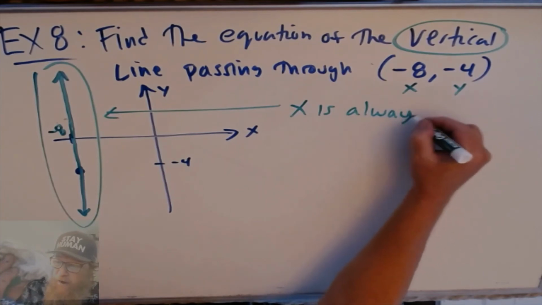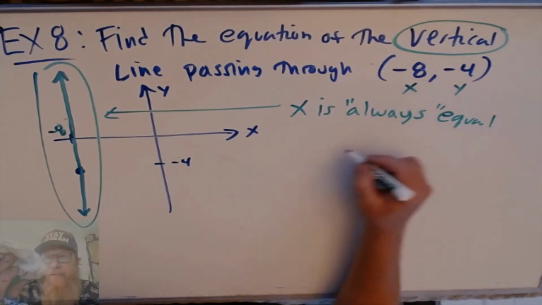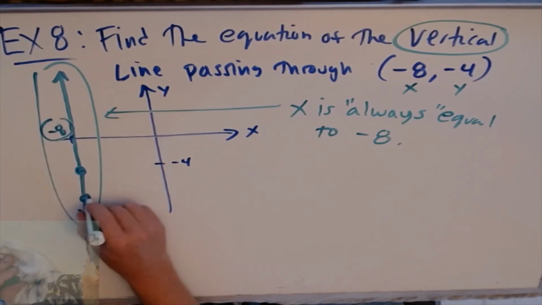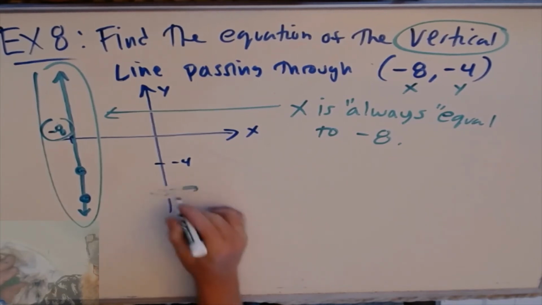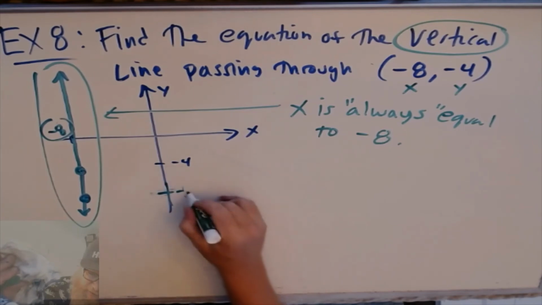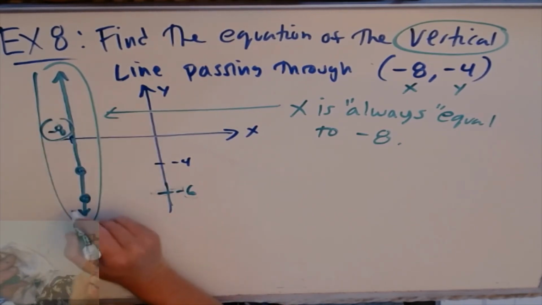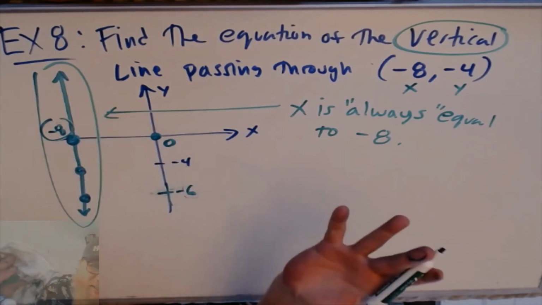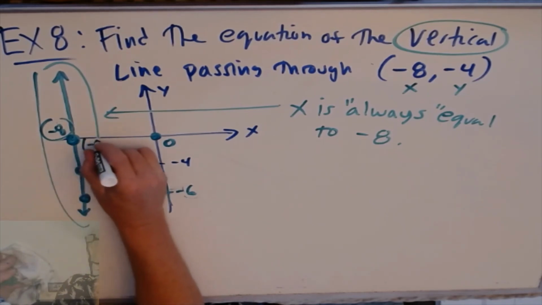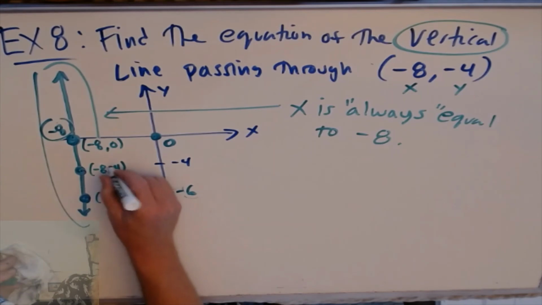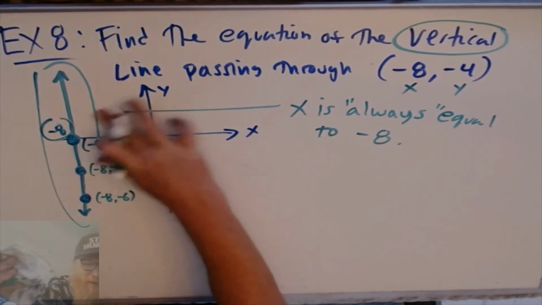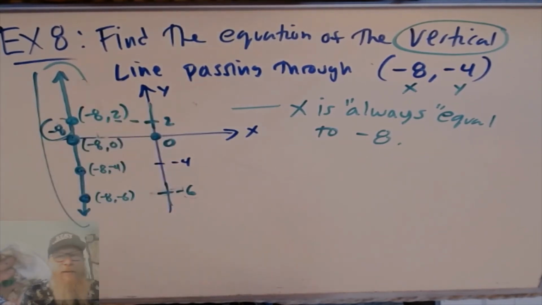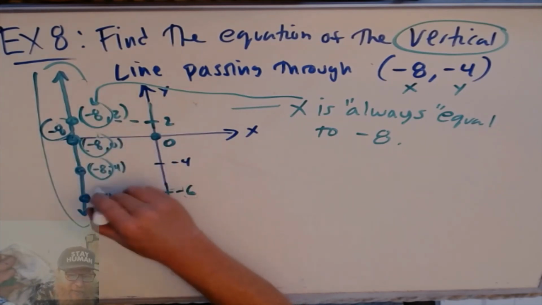And so the way we read this, X is always equal to -8. Think about it. At this point, what's X? Well, it's -8. What about down here? Suppose Y was -6 or something. I'm not asking about Y, I'm asking about X. X is still -8. What about right here? Well, Y is 0, but what's X? X is still -8. If you wrote them out as pairs, it would be -8, 0; -8, 4; -8, -4; -8, -6. You could even go up here to like 2, and right here, what's X? It's still -8. So notice X is always equal to -8.